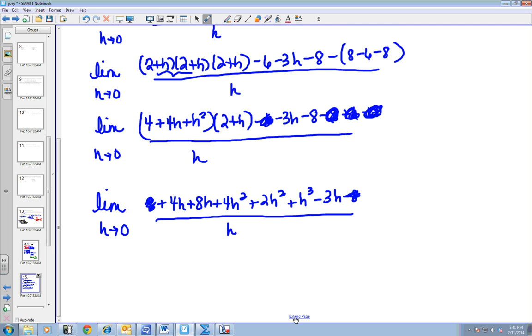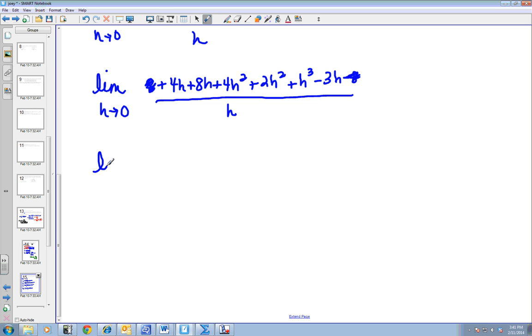So now I'm going to combine any like terms. So I'm going to write them in descending order. I'm going to write my h to the third first. So I have h to the third. I'm going to mark it out as I go. I'm going to combine my h squared. So that's plus 6h squared. I'll mark those out. I have a 4h and an 8h. That's 12h minus 3h. So that's 9h all over h.